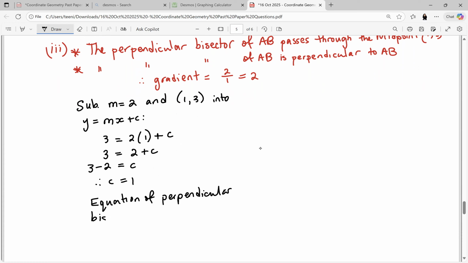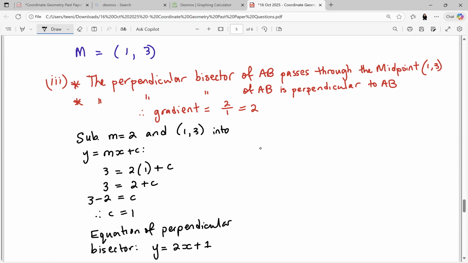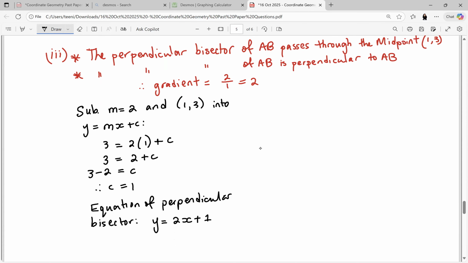So the equation of the perpendicular bisector is given by y is equal to mx plus c, which is 1. Oops, I wrote 2m, sorry. And of course, the second method, you could have substituted it into the equation y minus y1 is equal to m times x minus x1.